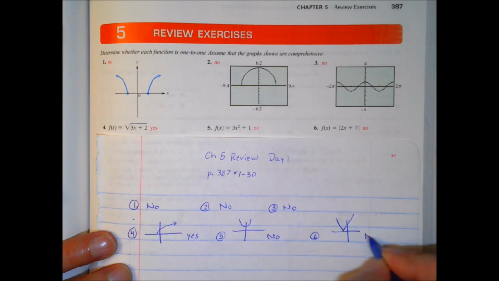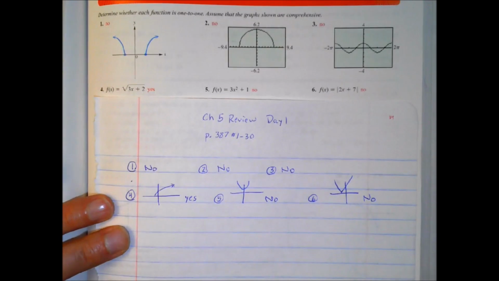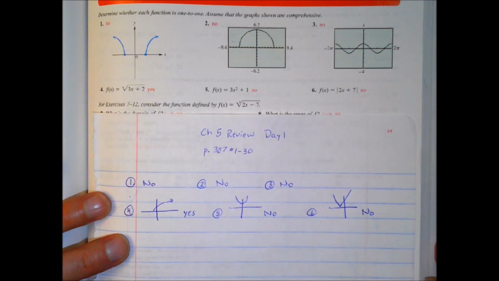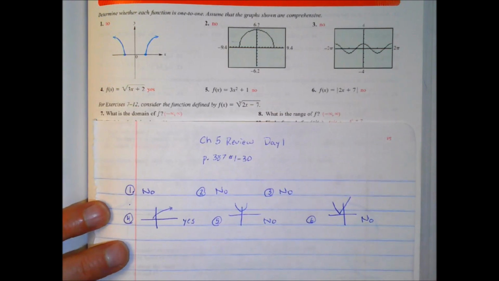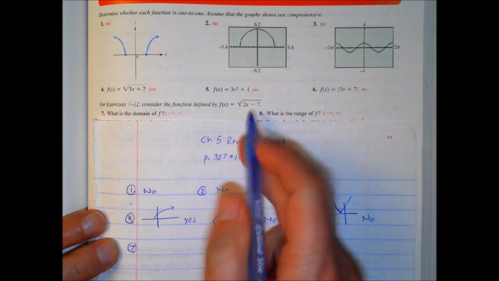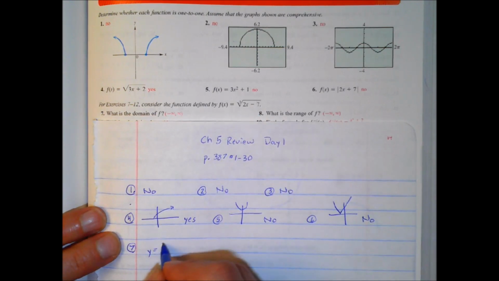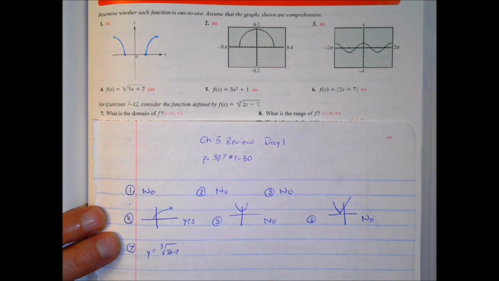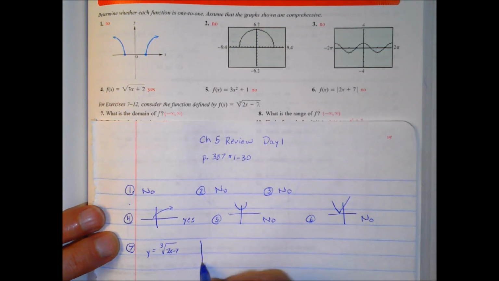Okay, so for number 7, we're going to look at this equation right here. Y is equal to the cube root of 2x minus 7. So let's get a graph of that. Okay, I just put that into Desmos, and the graph looks like this. So number 7 is the domain. So the domain is going to be all this way and all that way, so all real numbers.